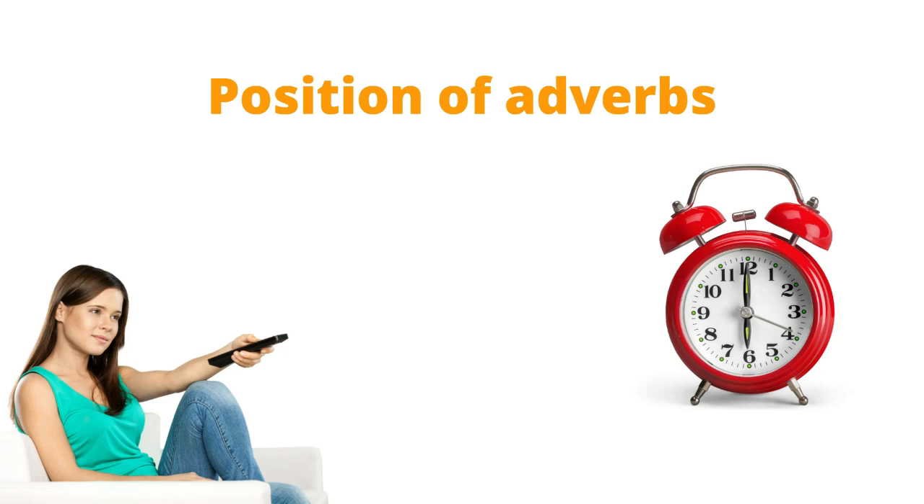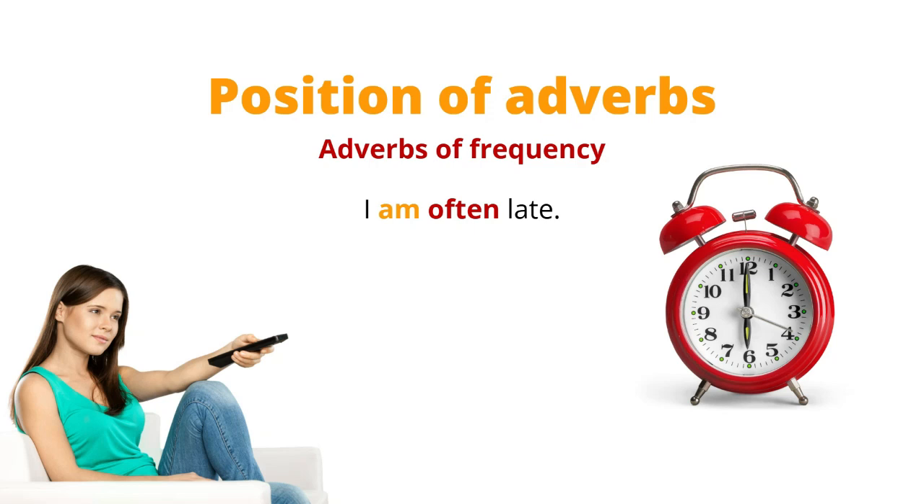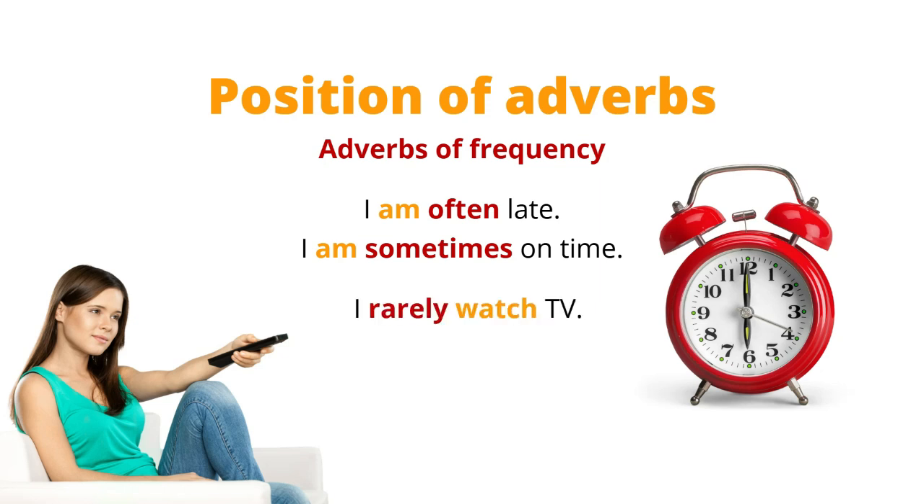Now let's look at the position of adverbs. To begin with, we'll look at the adverbs of frequency. These are adverbs such as frequently, often, sometimes, occasionally, which tell you how frequently something happens. For example, I am often late. I am sometimes on time. I rarely watch TV. I have always liked fish.